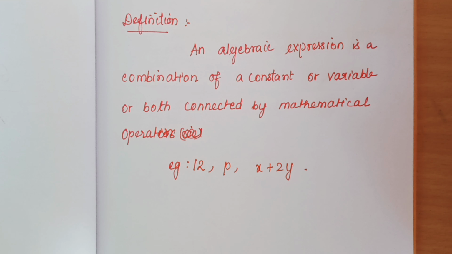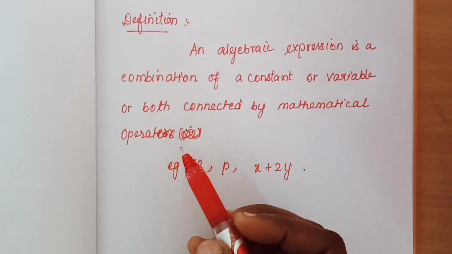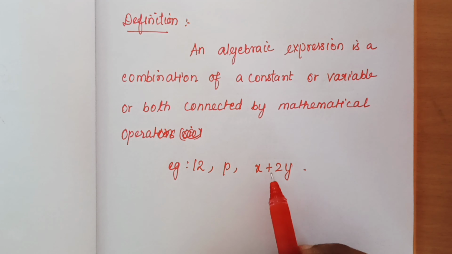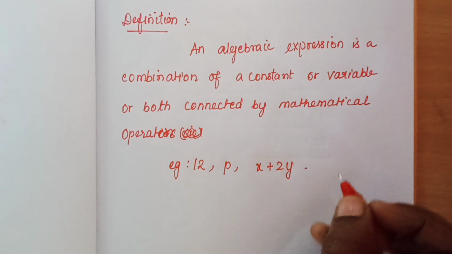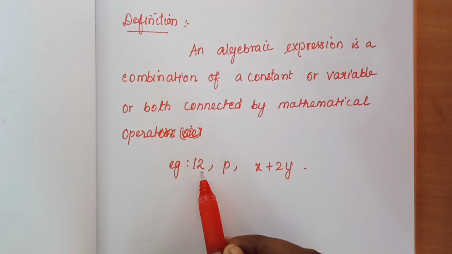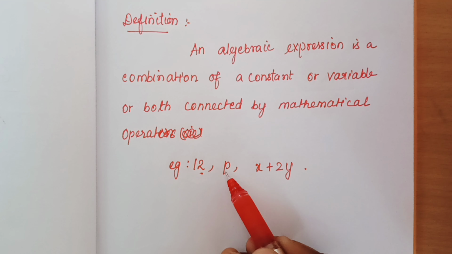Definition. And this is your first heading. Have you seen page number 84? An algebraic expression is a combination of a constant or variable or both connected by a mathematical operation. That is nothing but a combination of a constant, or else a variable.